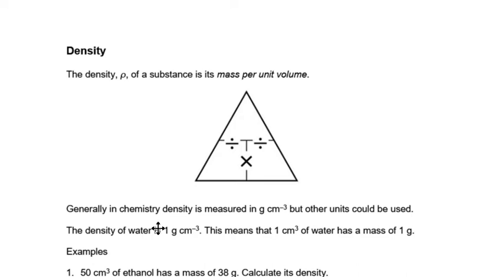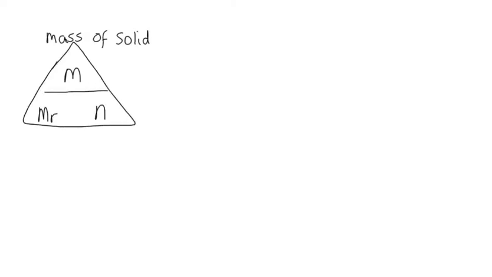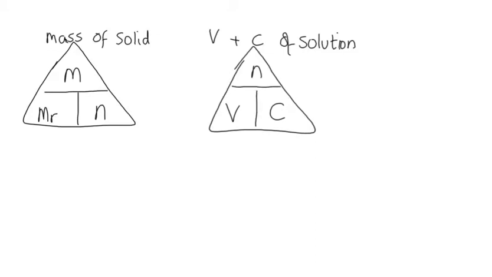So far then, we have looked at if we have the mass of a solid, that we will use our triangle or our calculation that goes mass is Mr times moles, and we'll be able to calculate the moles from the Mr. We've looked at if we have the volume and concentration of a solution, so that's when we've got a solid and we've dissolved it in water, and we've calculated moles of a solution. And we've looked at gases, and we've said that if we've got gases, we've got PV equals nRT, and so we've been able to calculate moles of a gas.